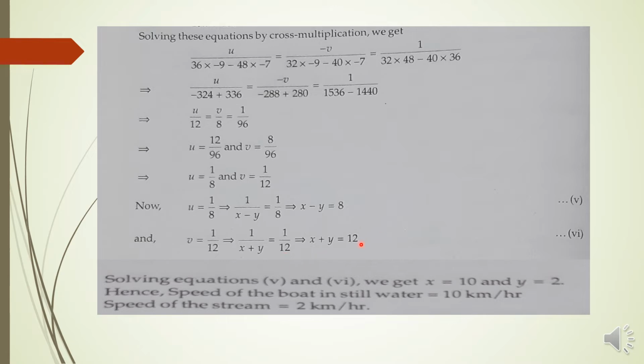So we have the two equations, x minus y is equal to 8 and x plus y is equal to 12. Mark them as equation number 5 and 6. You can solve these two equations by the elimination method to get x and y. So solving equations 5 and 6 by the elimination method, we get x is equal to 10 and y is equal to 2. Therefore, we can conclude that the speed of the boat in still water is 10 km per hour and the speed of the stream is equal to 2 km per hour.